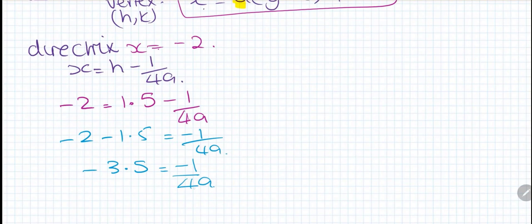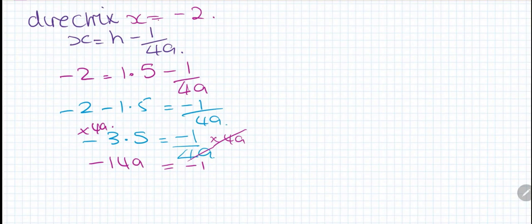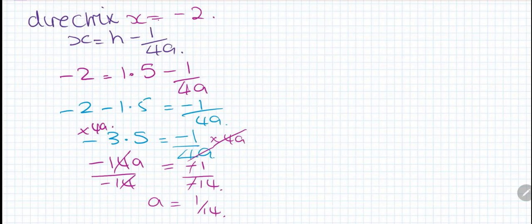And now we're going to multiply through by 4a. If you multiply both sides, that cancels the 4a. So we'll have -14a is equal to -1. And then if we divide by 14, this will cancel, and we're left with a is equal to 1 over 14. So our final equation is x is equal to 1 over 14 times (y minus 6) squared plus 1.5.